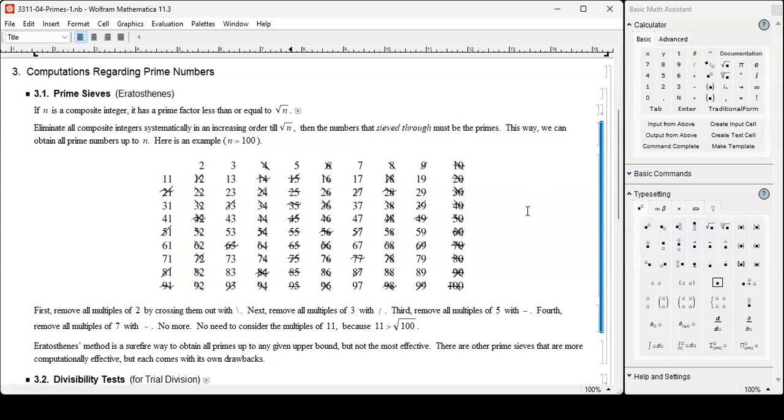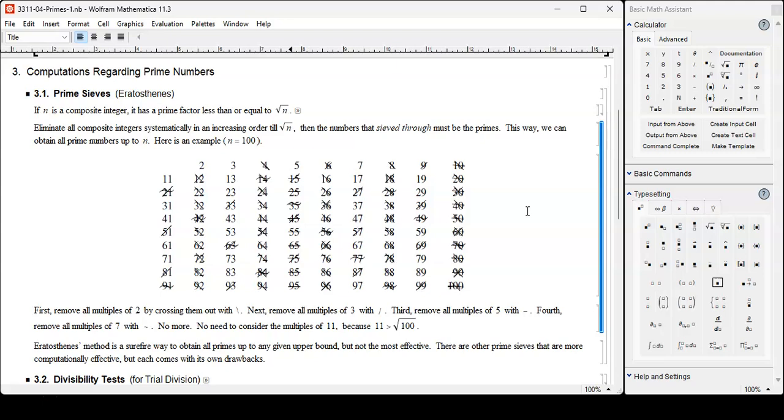So in this process, we were able to cross out all the composite numbers between 1 and 100, and then what's left, the numbers that sieved through, are the prime numbers. That's why it is called a prime sieve.